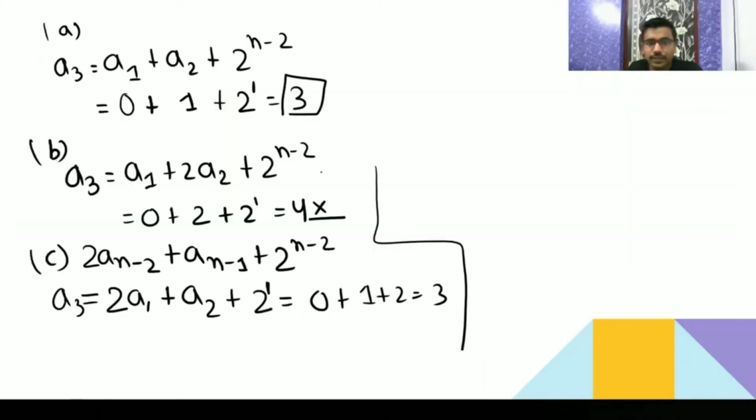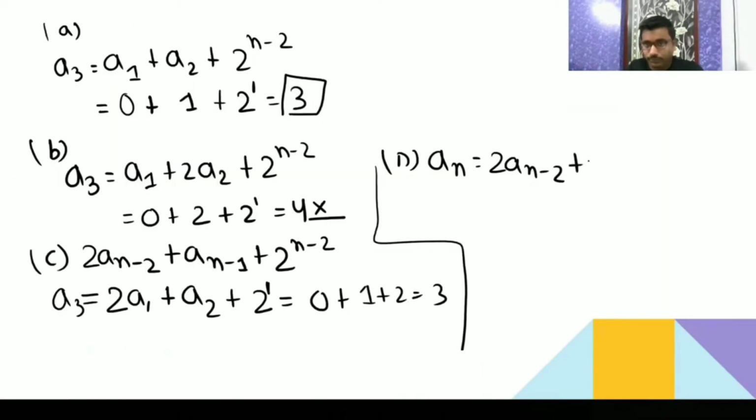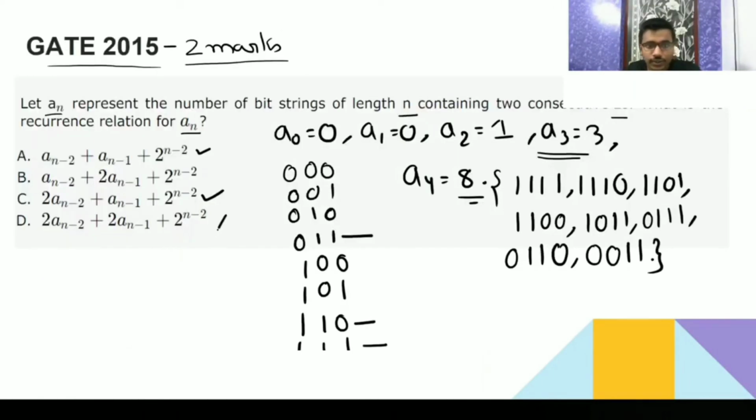Now for D we will see. D is saying an equals 2a(n-2) plus 2a(n-1) plus 2 to the power n minus 2. So for a3, 2a1 is 0, plus 2a2 is 2, plus 2 to the power 1 is 2, so you got 4. So even option D is incorrect.